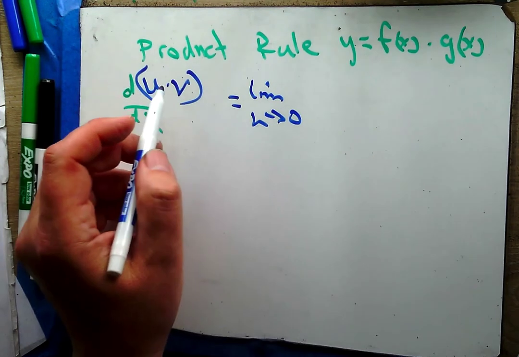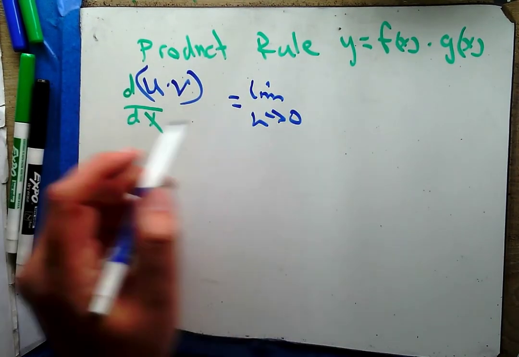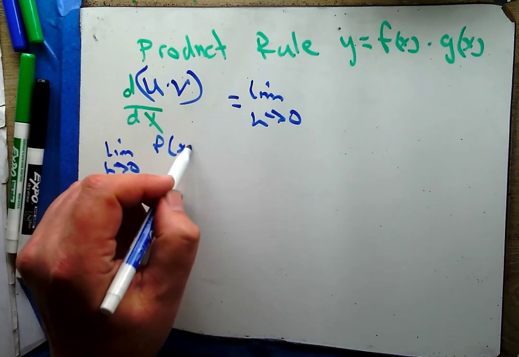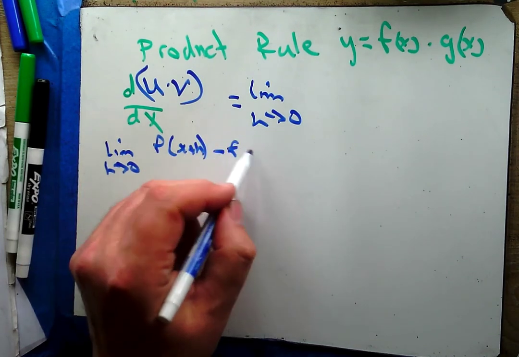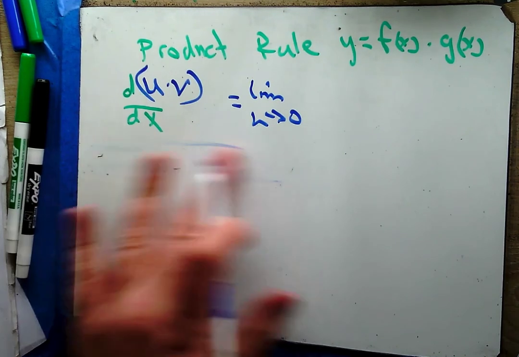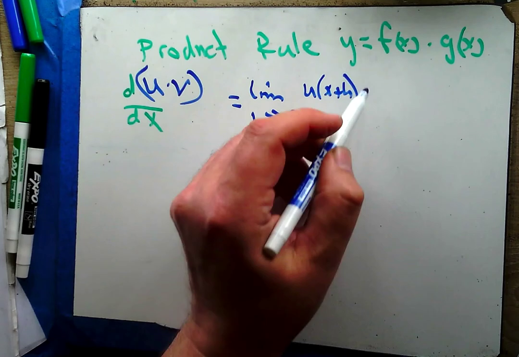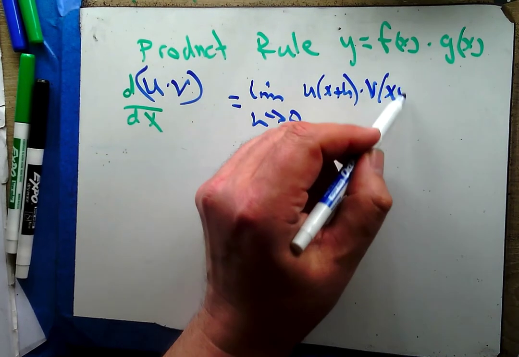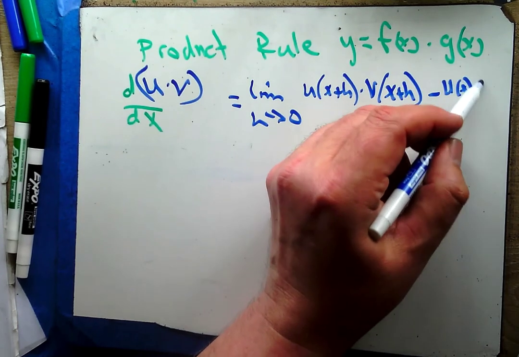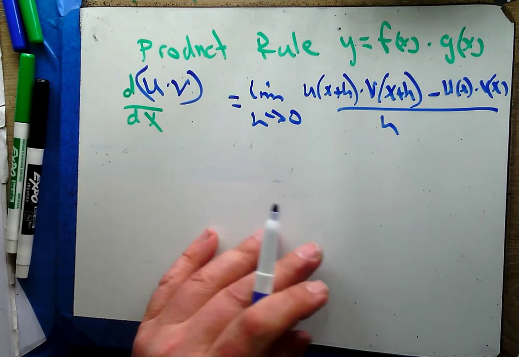So what's this going to be? Well, and I'm going to use the general derivative. So it's going to be the limit as h heads to 0 of f of x plus h minus f of x all over h. This is the format that I'm using here. So what will that look like here? It will look like u of x plus h times v of x plus h minus u of x times v of x all over h. Okay?